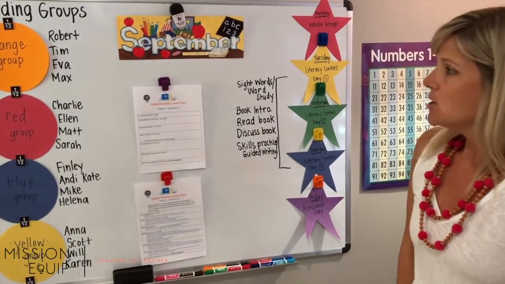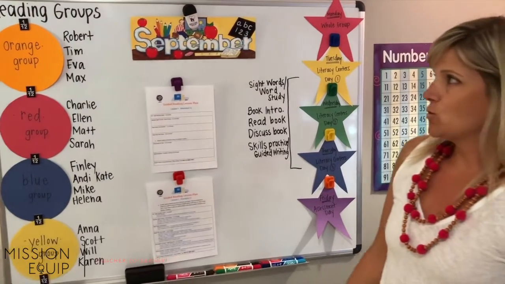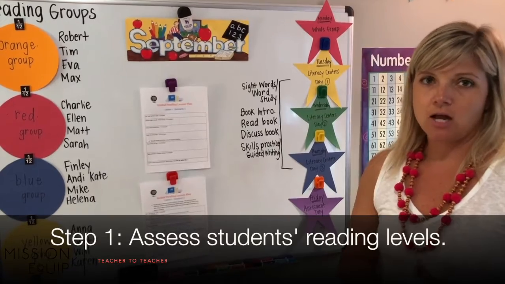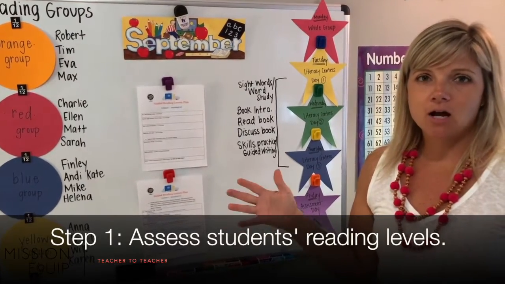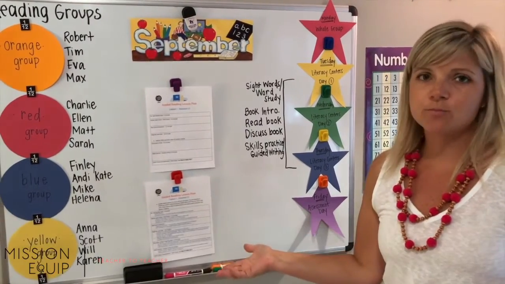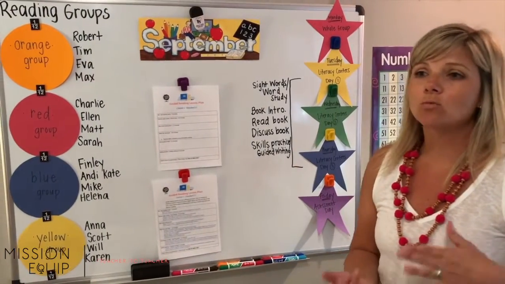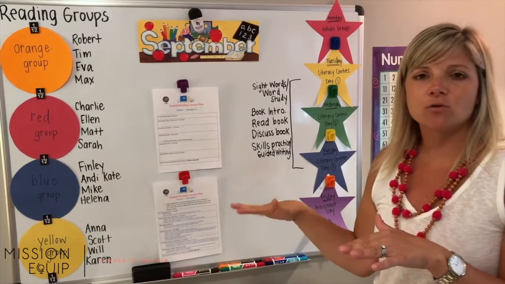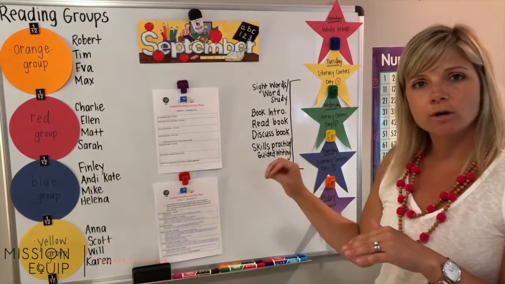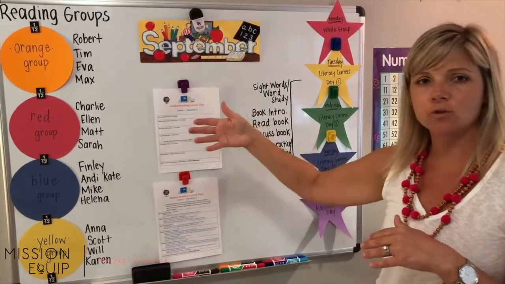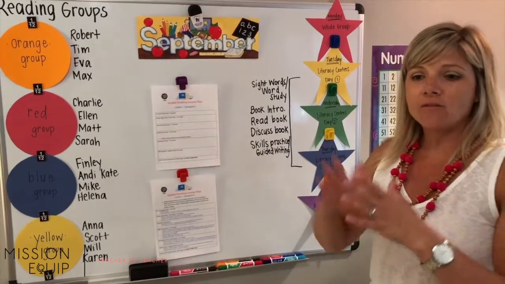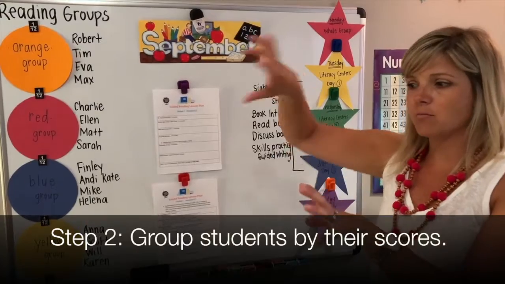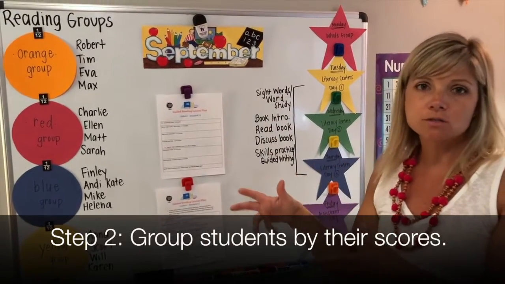The first thing that you're going to want to do when you are beginning a reading group is you need to assess your children and their reading abilities. And that comes through many different forms, but the way that I do it is through a running record, and that's just a passage, and that is documenting how they're reading it, and then you score it at the end, and then you follow it up with a comprehension piece. Now, after all of your students are assessed, you can group them based on their scores.